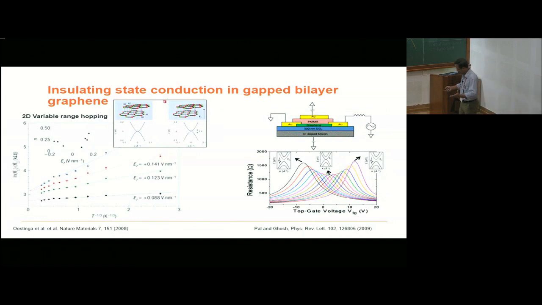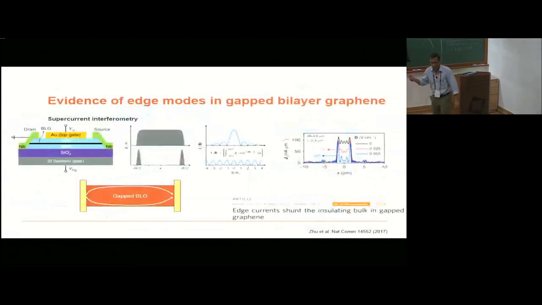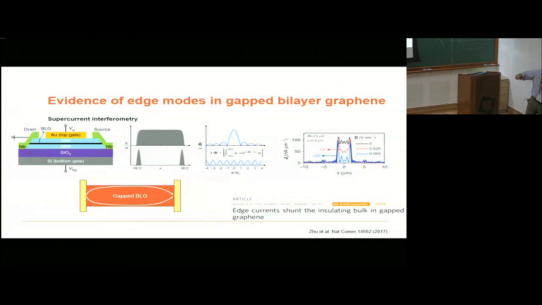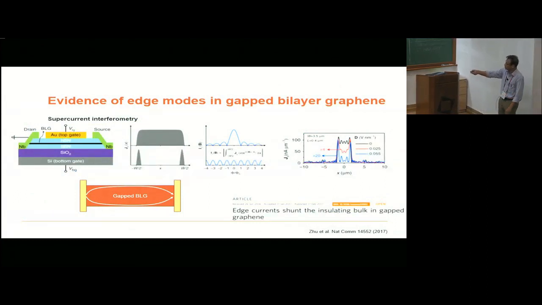However, recently, in 2017 or so, the Manchester group did a very interesting experiment using superconducting interferometry, where two superconducting contacts were used across a gapped bilayer graphene, and it was found that probably the majority of the transport in the insulating state occurs along the edge rather than through the bulk. That was detected by using interferometry of the two supercurrent channels that go around the edges.